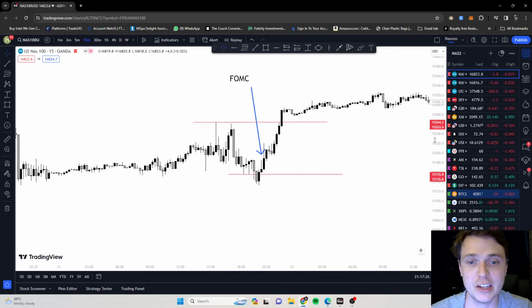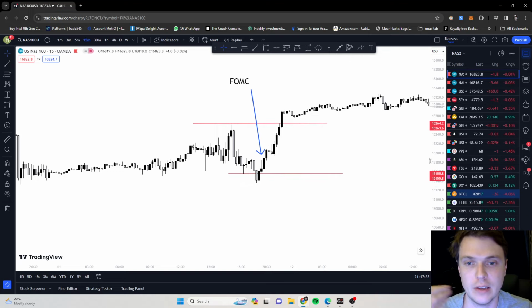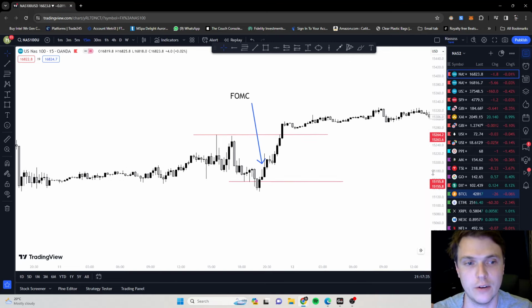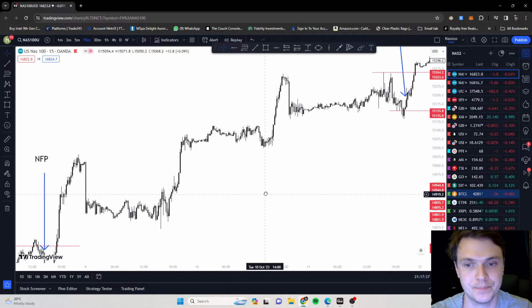So as you can see, each example I've shown you guys, it always goes to the direction where it needs to go and grab liquidity at the high or the low of the London or the New York session.